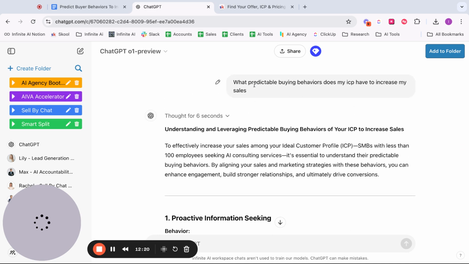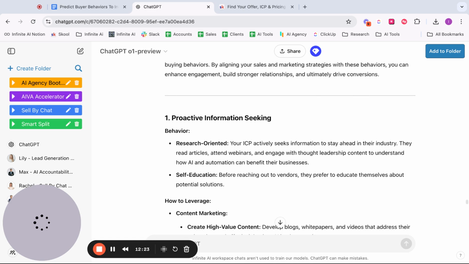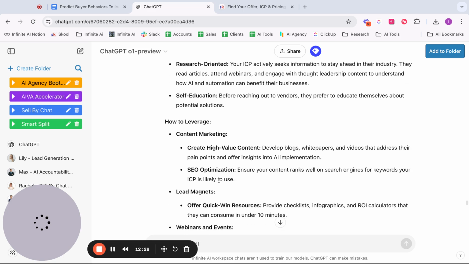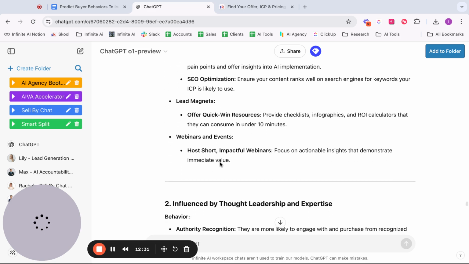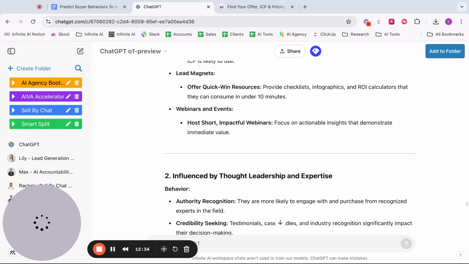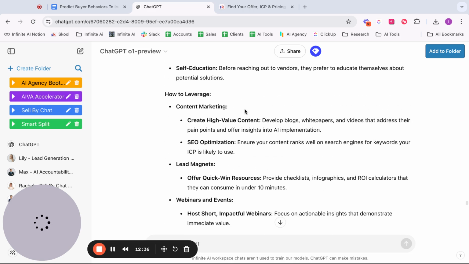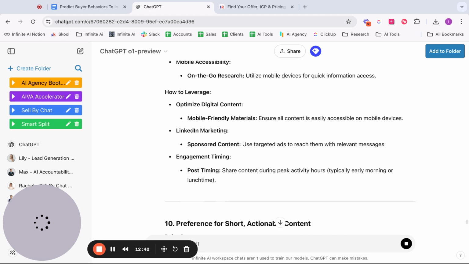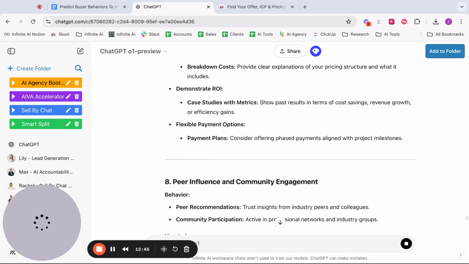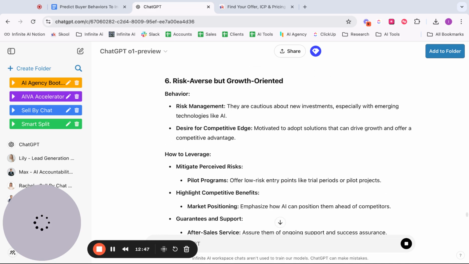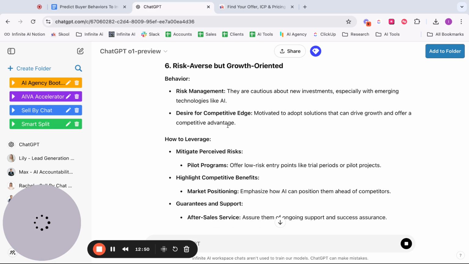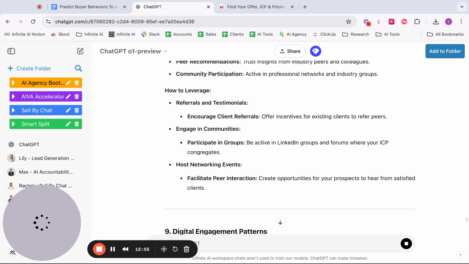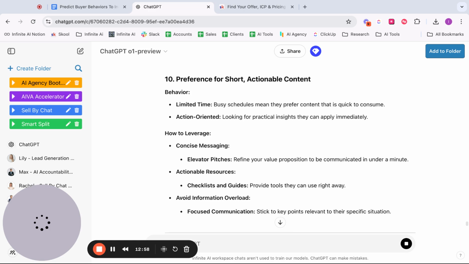Now, in this one, I asked, what predictable buying behaviors does my ICP have to increase my sales? And here it's telling you what kind of stuff they already like to look for. And you can definitely get more specific with it, right? If this looks a little too generic, you can ask it to be more specific. And let's try that really quick. Okay, while it generates that, let's just keep reading what else it wrote. Peer influence and community engagement, budget conscious with ROI focus, risk averse but growth oriented. Here's how to leverage. So yeah, it gives you a lot of different ideas here.